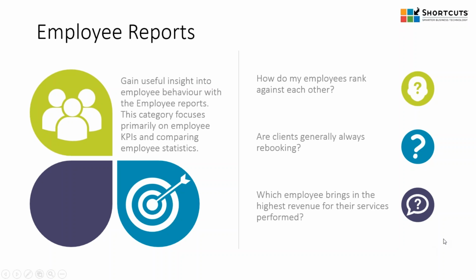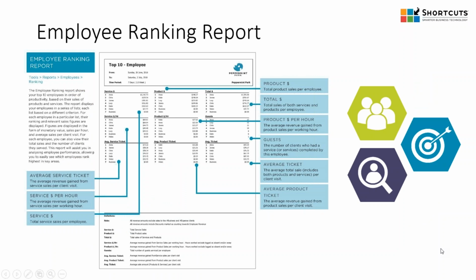Okay, so let's take a look at the reports that we think can help to answer those questions. Like I said, the first one here is the employee ranking report. This gives us our top 10 employees. Again, we've given you a definition of the report here. What this report does, you guys, is it breaks down in a total of 9 categories.